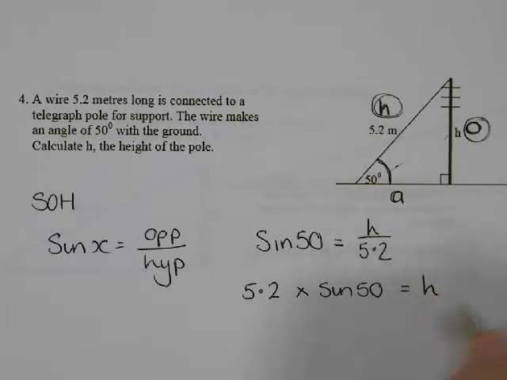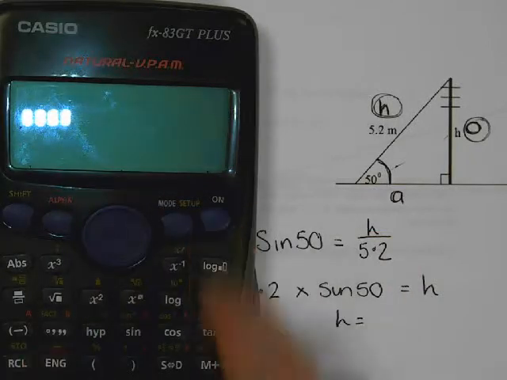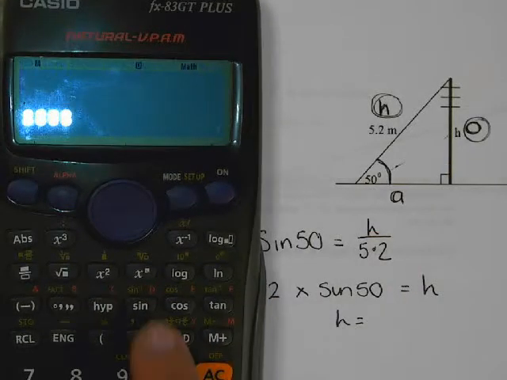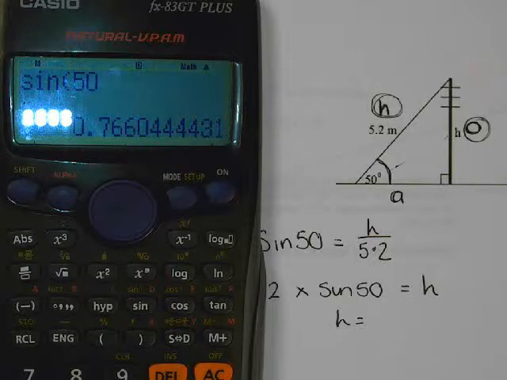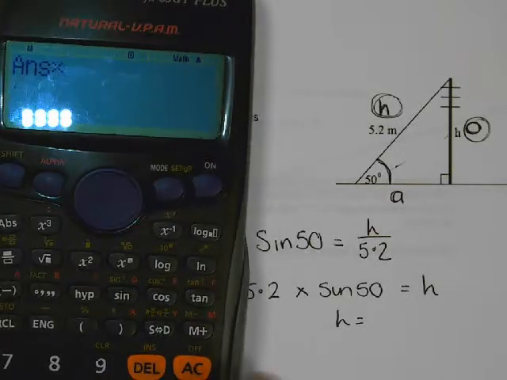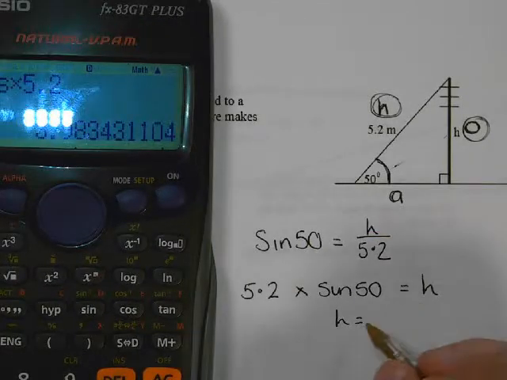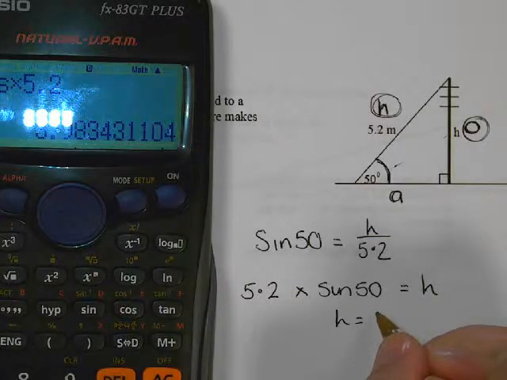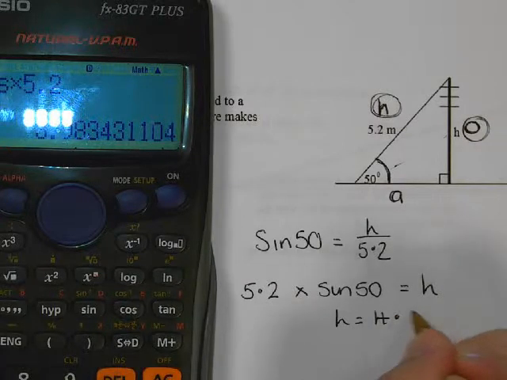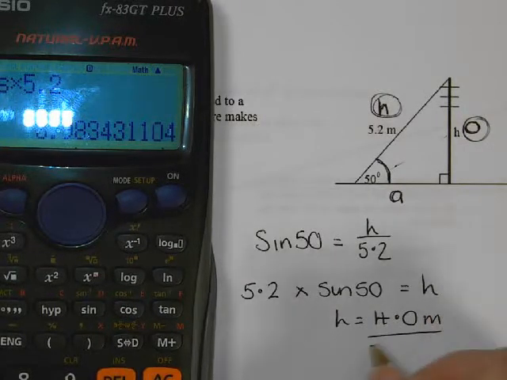So I do that on my calculator. On this calculator I'm going to do sine 50, work out what sine 50 is, and then times it by 5.2. And that's given me an answer 3.983, so I'm going to round it to one decimal place, which should give me actually 4.0 meters for that question.